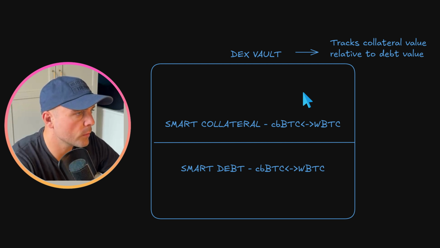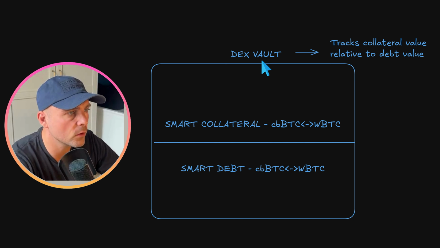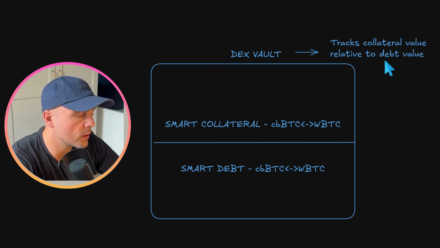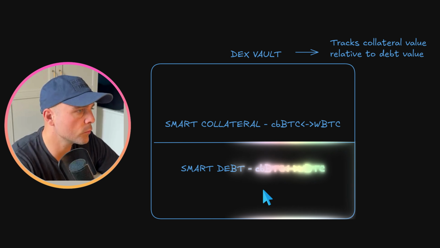Going forward, we'll focus on this DEX vault example, where on the smart collateral side we have the Coinbase Bitcoin and Wrapped Bitcoin pair, and on the smart debt side we have this Coinbase Bitcoin and Wrapped Bitcoin pair as well. As I already said, these DEX vaults are very similar to the classic vault in that their main responsibility is to track the value of collateral relative to the value of the debt. So if the loan to value ratio deteriorates too much, the vault makes sure that a liquidation triggers where the collateral gets sold to reimburse some debt.